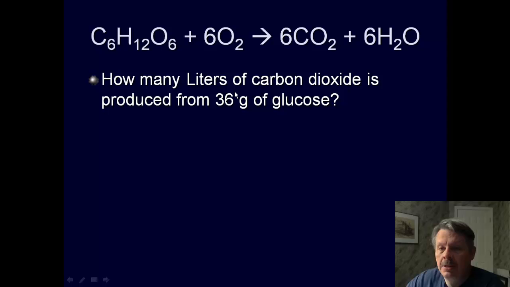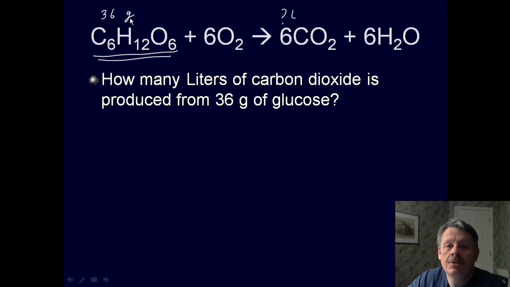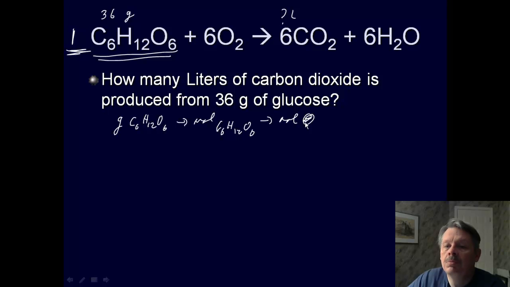All right. How many liters of carbon dioxide is produced? So I'm looking for liters of carbon dioxide produced from 36 grams of glucose. That means I have to figure out how much glucose weighs. I want to go from grams of glucose, C6H12O6, to moles, because I need to use the 1 that's out here. I need to go from moles of glucose, C6H12O6, to moles of CO2, and then from there to liters of CO2.